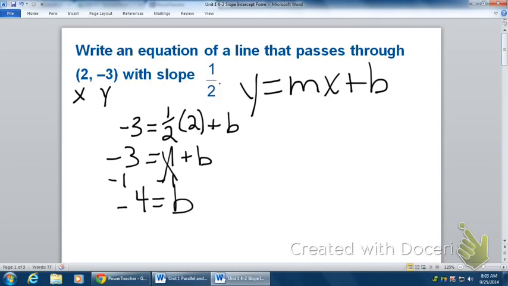Now, the last step to put it in slope-intercept form, just plug it in the equation. We have y is equal to our slope, which is 1/2, times x minus 4. Okay?